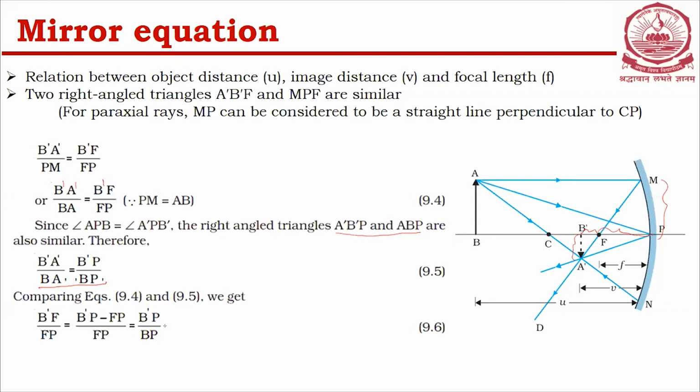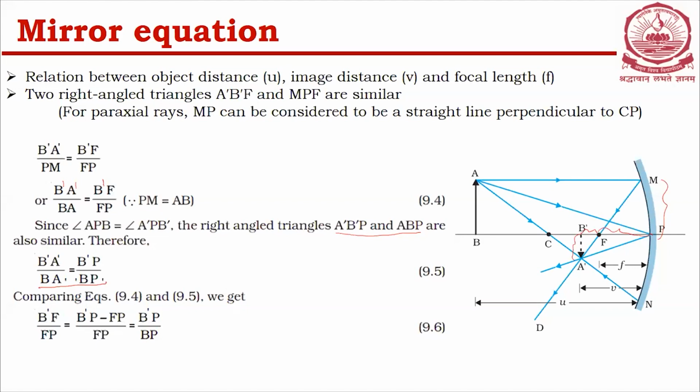So we have taken two sets of triangles. One is the similar triangles, A dash B dash F and FMP. The other two are the right angle triangles, ABP and A dash B dash P. From these we write a couple of equations, and by equating and comparing them we get the relation 9.6.